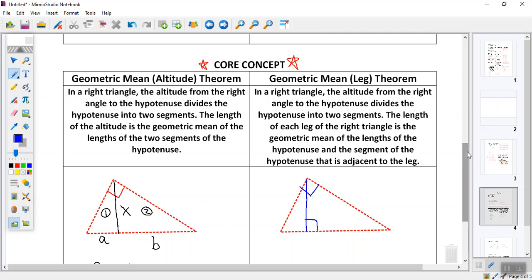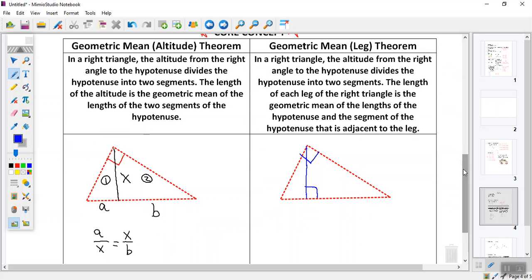Now the next one here, kids. This one's a little trickier, right? And in fact, this here is going to be a leg theorem. You don't know what the altitude is going to be, but it says in the right triangle, the altitude from the right angle to the hypotenuse divides it into two segments. So I have a segment here and here, right? Like A and B.